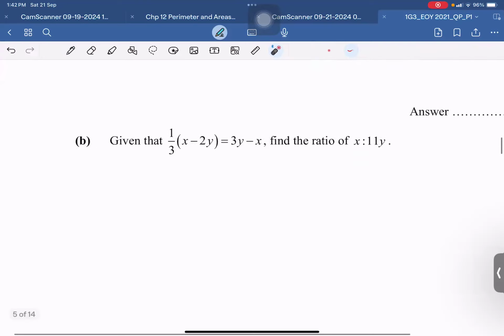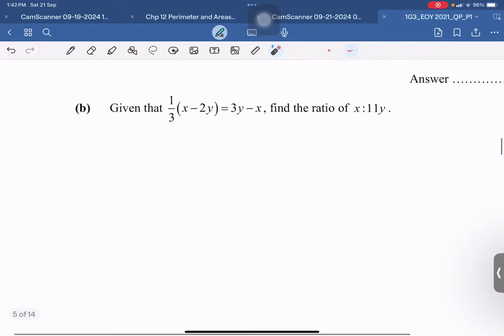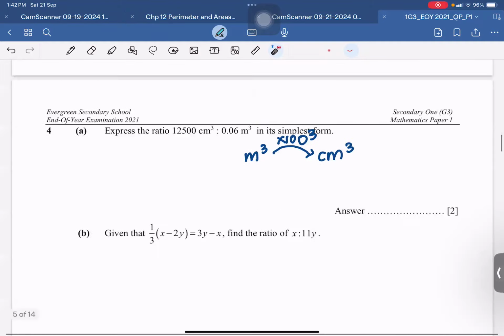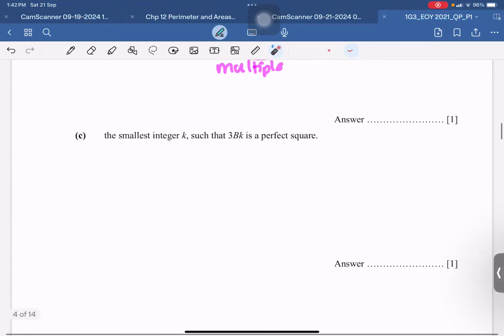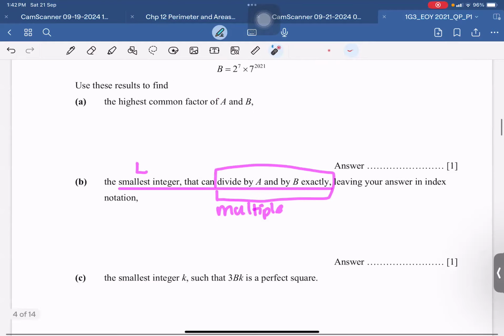Do you all need question for B? Which one do you need? C4. Wait, Samuel. C for this. Which one is the question C? Question number 3C, is it?